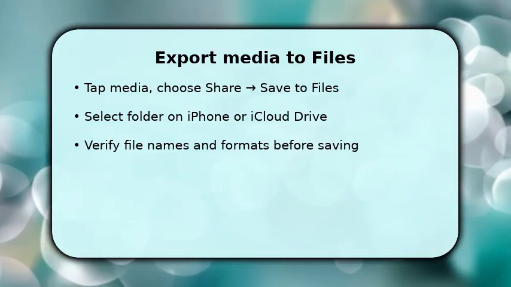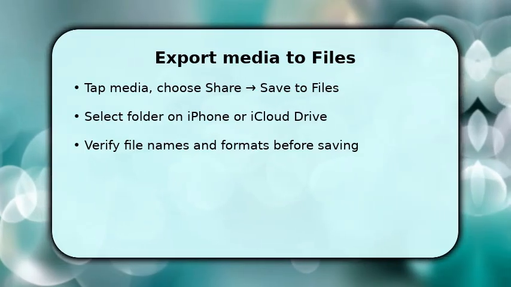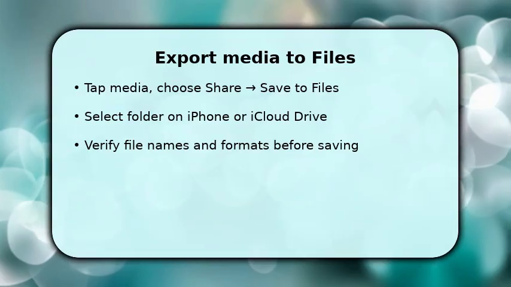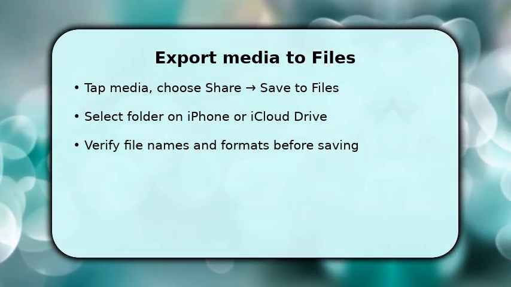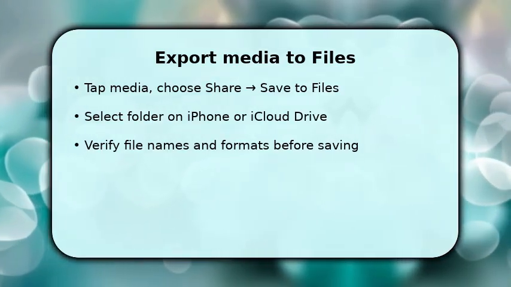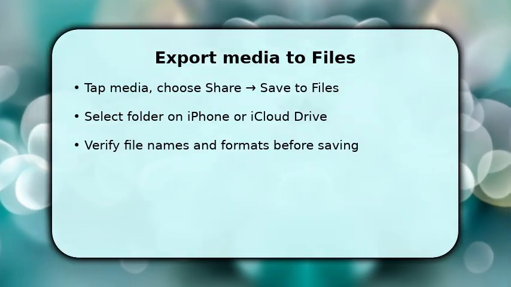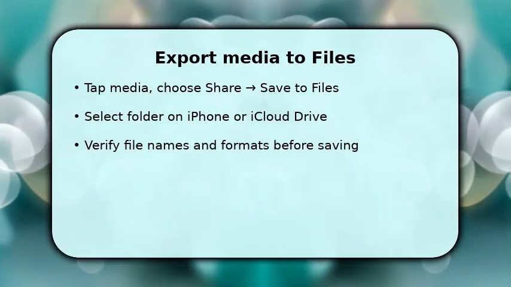Tap the chosen photo or video, then tap Share and pick Save to Files. This moves the actual file, not just a link, into the Files app. Choose either a local on my iPhone folder or an iCloud Drive folder, depending on whether you want device-only or cloud sync. Make sure file names and extensions are correct so apps can open them later. Doing that here avoids hunting for different file types downstream.